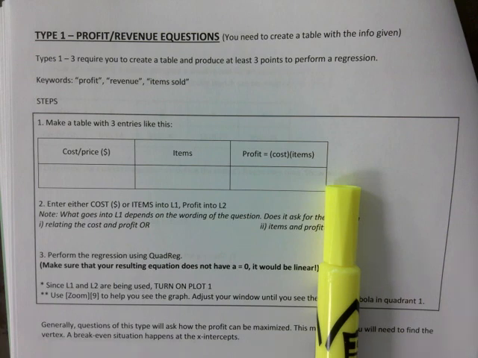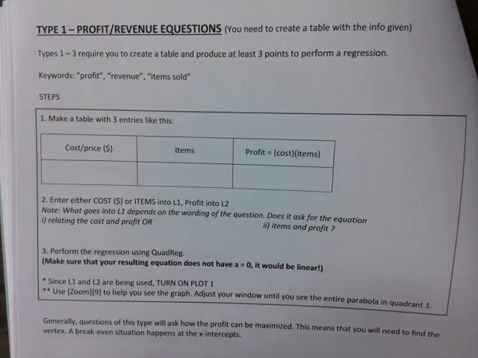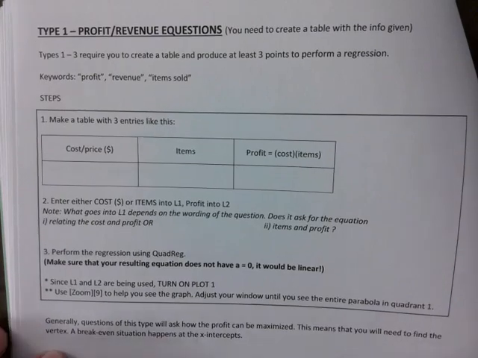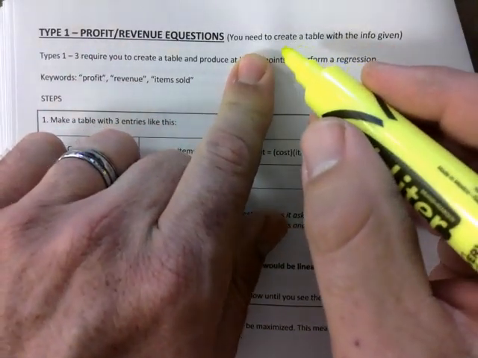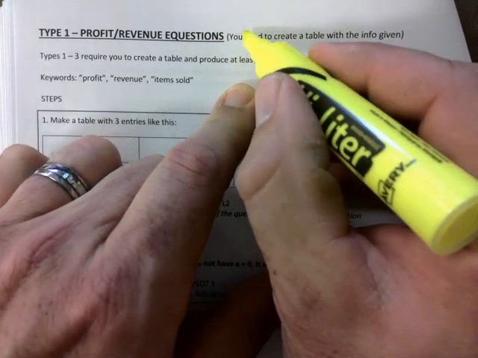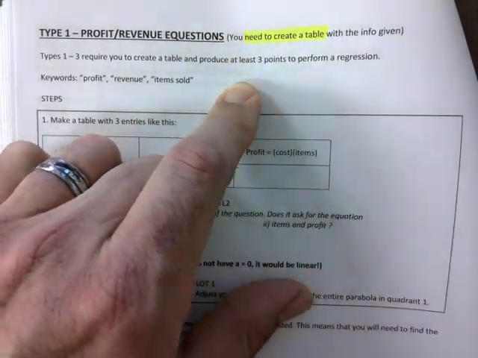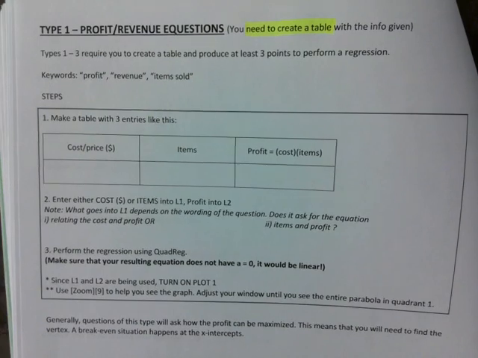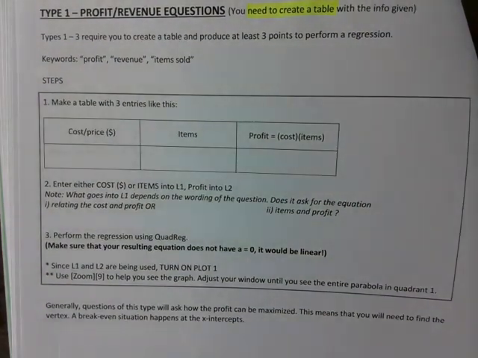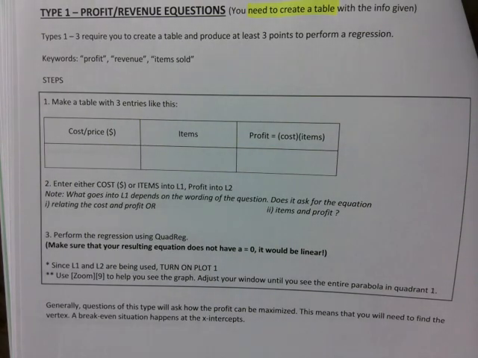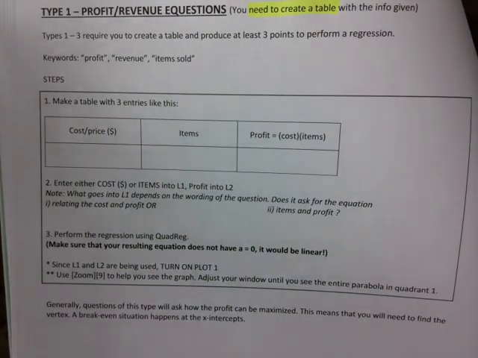All right, so type 1, profit/revenue types questions. Okay. You will, from now on, for the types 1 to 3, you need to create a table. Okay. You need to create a table. I will today kind of model that for you, but you should be able to do that yourselves as well.